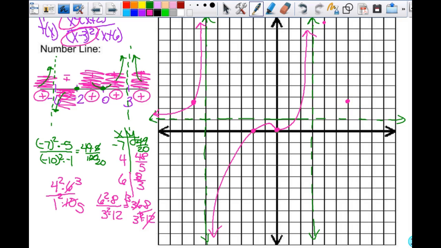So I got that point there. So I feel like those 2 points are probably good. Something like that. Okay. Questions about that one? We good? All right, good deal. Next one.